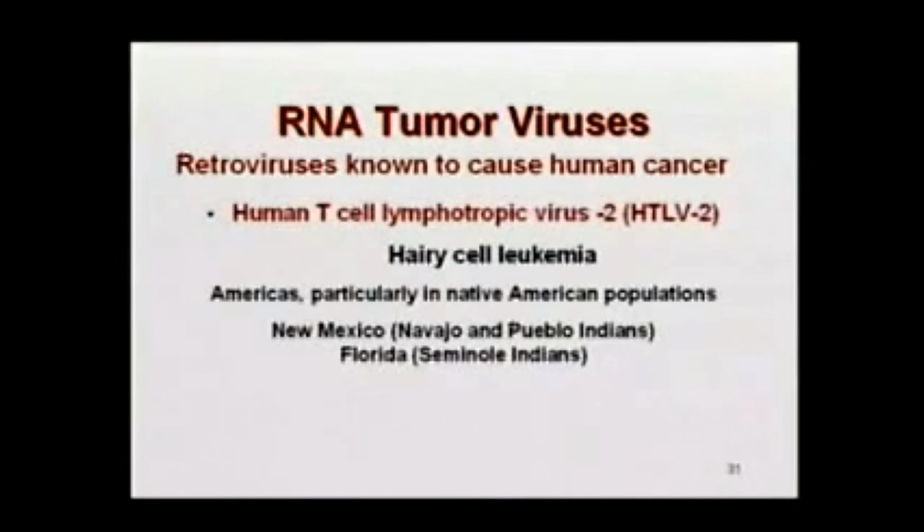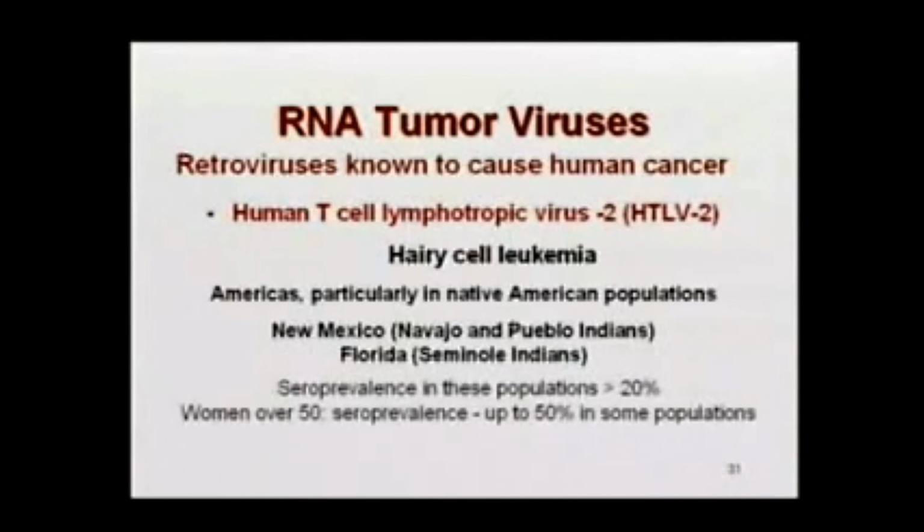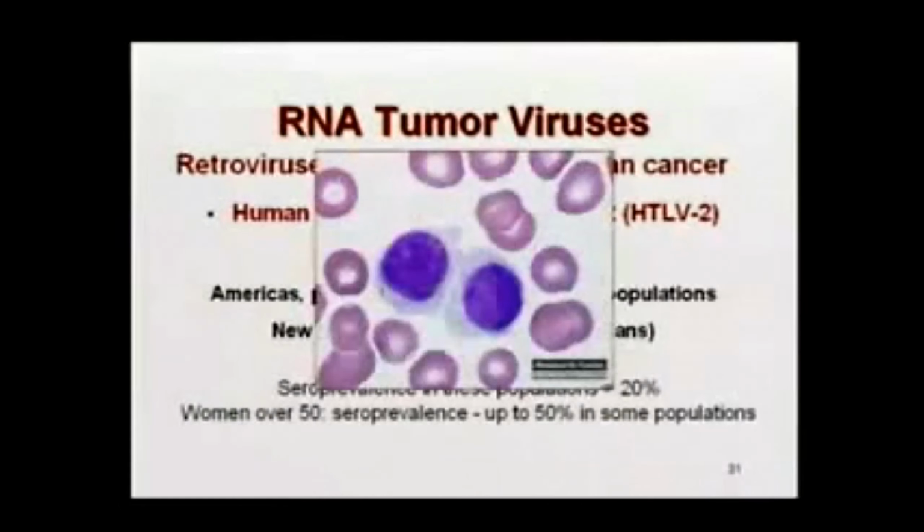Second one, HTLV2. It causes hairy cell leukemia. This is found in Native American populations primarily in this country, in people like Navajo and Seminole Indians, and it's also found in Native American populations in Central and South America. Very high seroprevalence, particularly women over 50. Up to half of women over 50 show antibodies against HTLV2. And the reason it's called hairy cell leukemia is because the cells have all these little projections all over them, and so they look rather hairy.